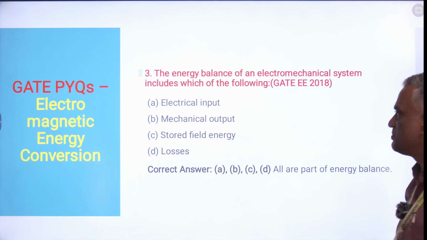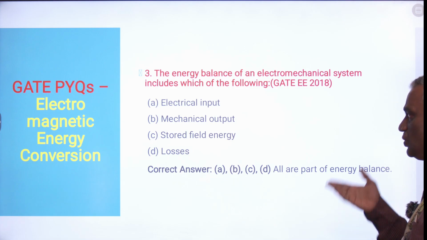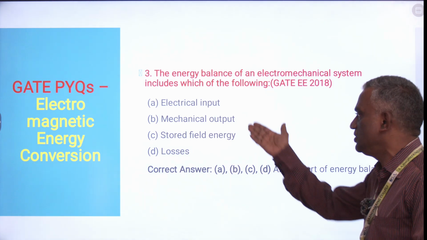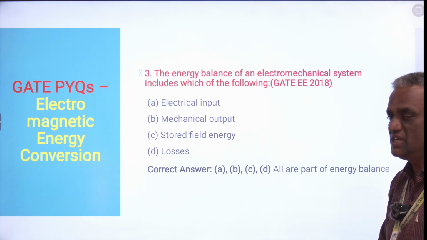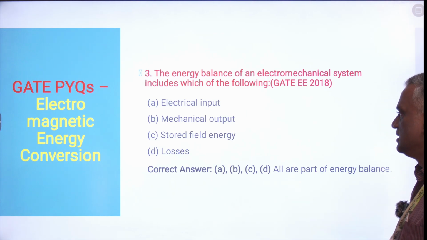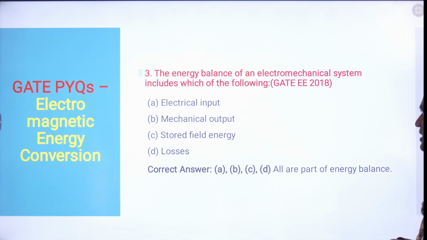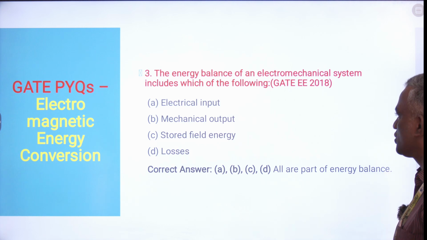So this is a question which has been asked in GATE EE 2018. Option A is electrical input. Option B is mechanical output. Option C is stored field energy. Option D is losses. Obviously, for balancing the energy in an electromechanical system, you have to take all four.